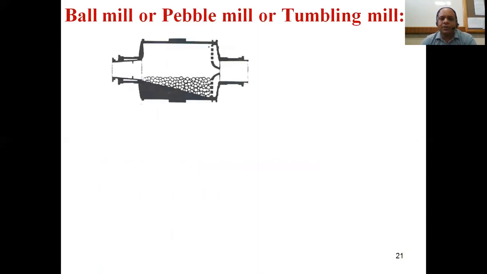Now, let's start the ball mill. It is also called pebble mill or tumbling mill. As we can see in the diagram, ball mill is a closed, hollow cylindrical container, in which iron balls are present, of different size and weight, and some material is also present.